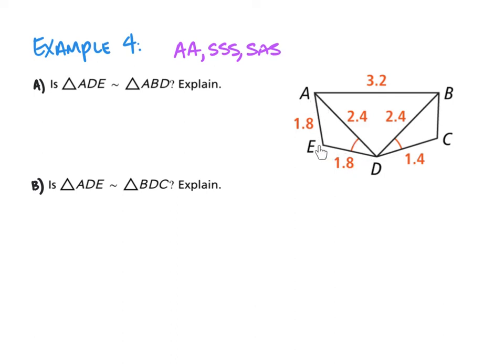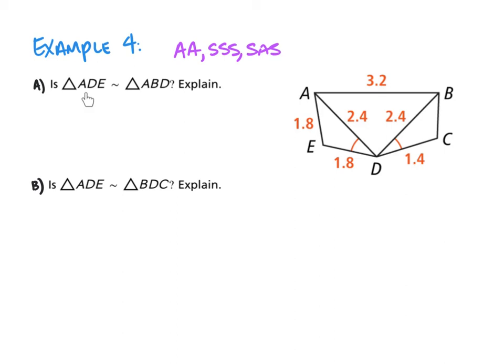So in triangle ADE, you'll notice that I have lengths of all 3 sides. I also have one of these angle markings here. So I have lengths of all 3 sides and an angle marking. In ABD, I have lengths of all 3 sides. No angle markings though. So that kind of guides me towards checking to see if SSS works. Can I set up the ratios of the corresponding sides and show that they're all equal to each other?